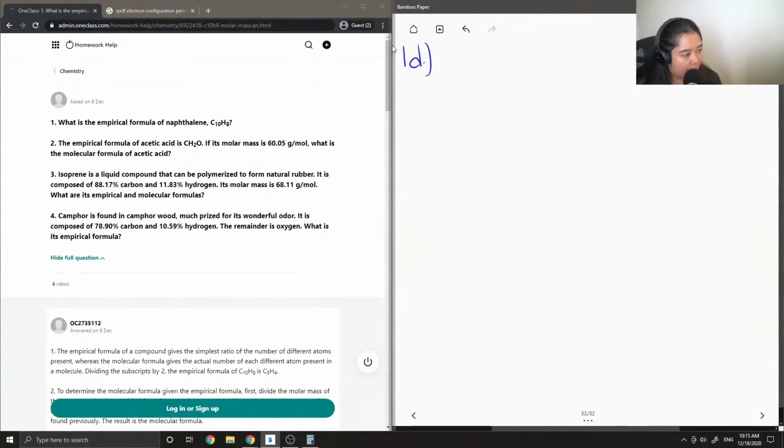Camphor is found in camphor wood, much prized for its wonderful odor. It is composed of 78.90% carbon and 10.59% hydrogen. The remainder is oxygen. What is its empirical formula? This is similar to the previous part, but they need us to find the percentage of camphor that is oxygen. So step 1 is to again assume 100 grams of camphor.